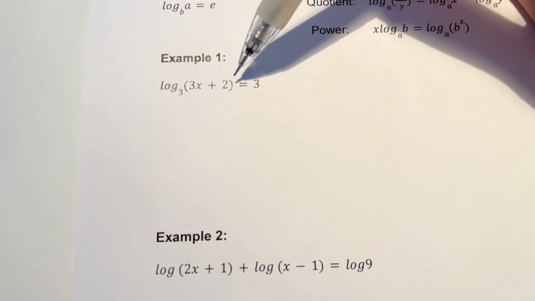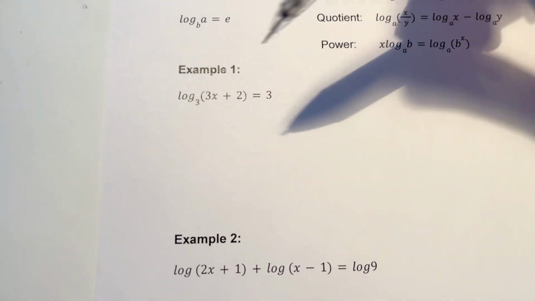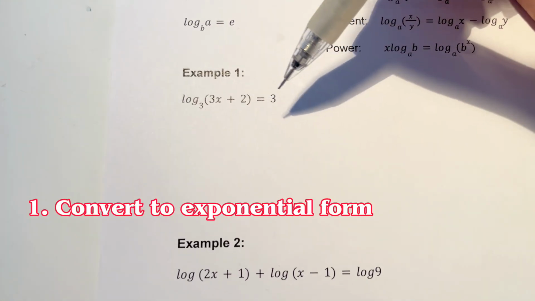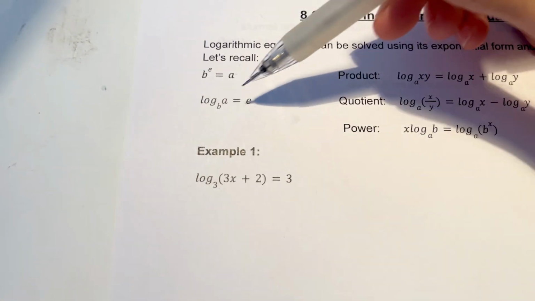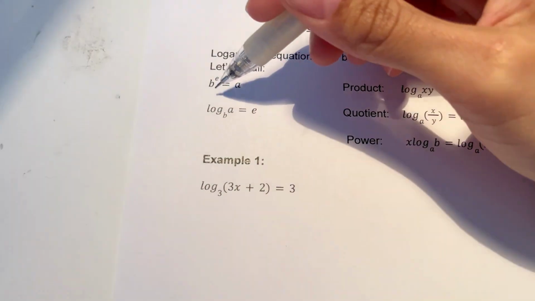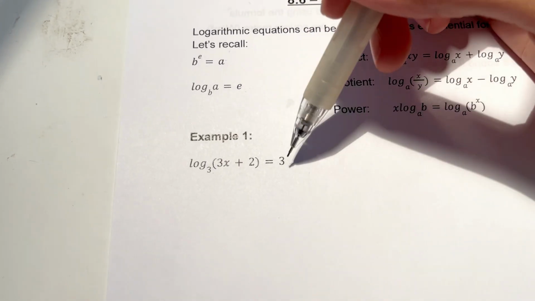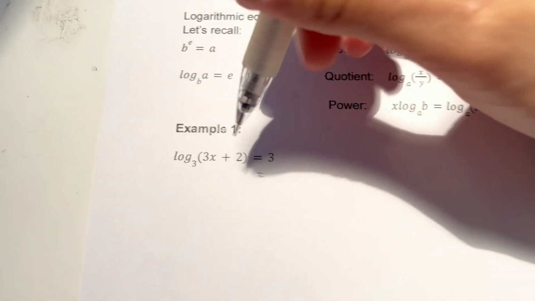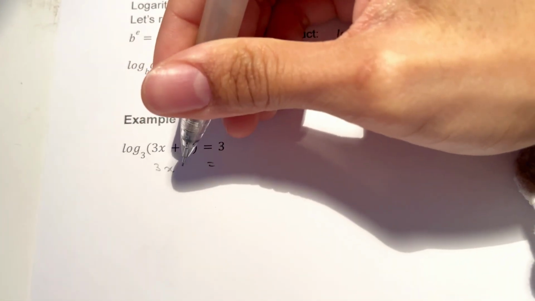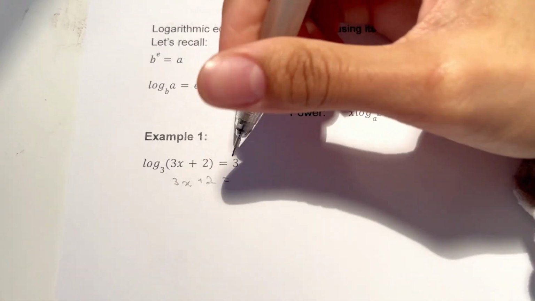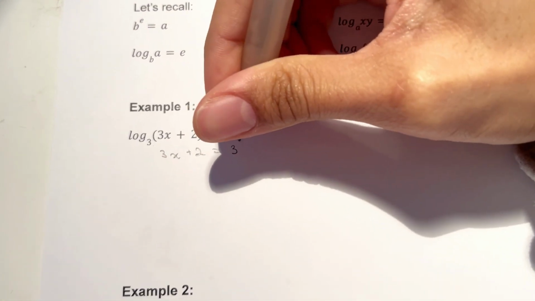Log base 3 of (3x plus 2) equals 3. Our first step would be to convert this into exponential form. And we can do that using these equations here. We have b, which is our base, which is equal to 3 here. Our a is what's inside the bracket, and e, the exponent, would be 3. We can see a is 3x plus 2 equals base exponent. So our base is 3 to the power of our exponent 3.